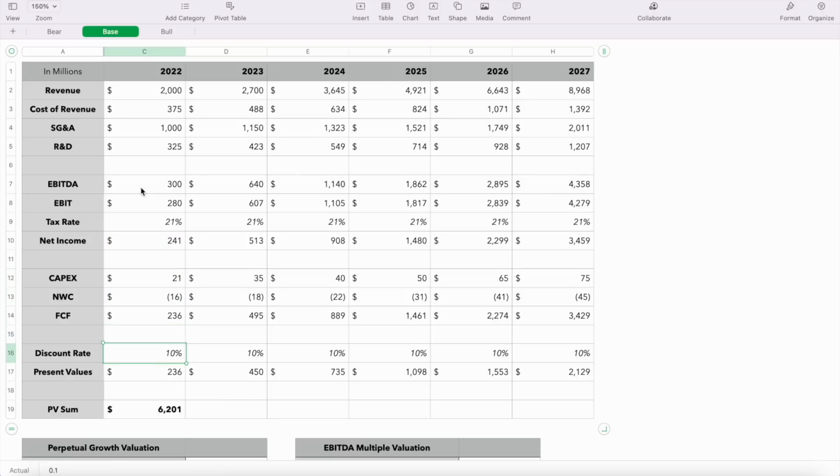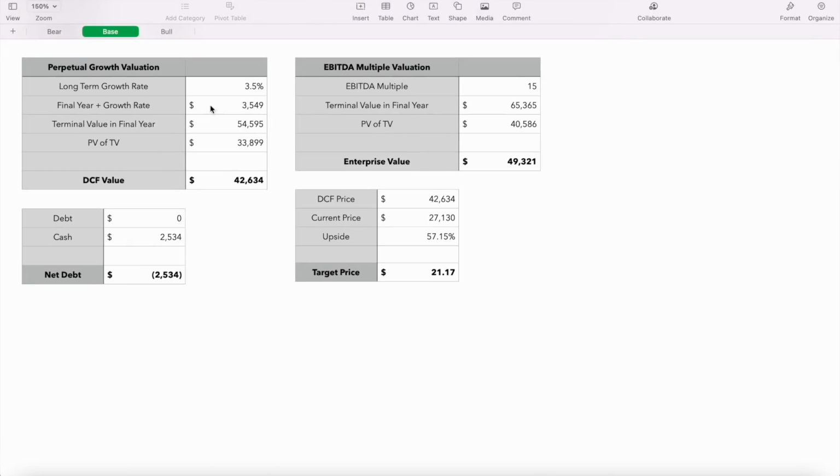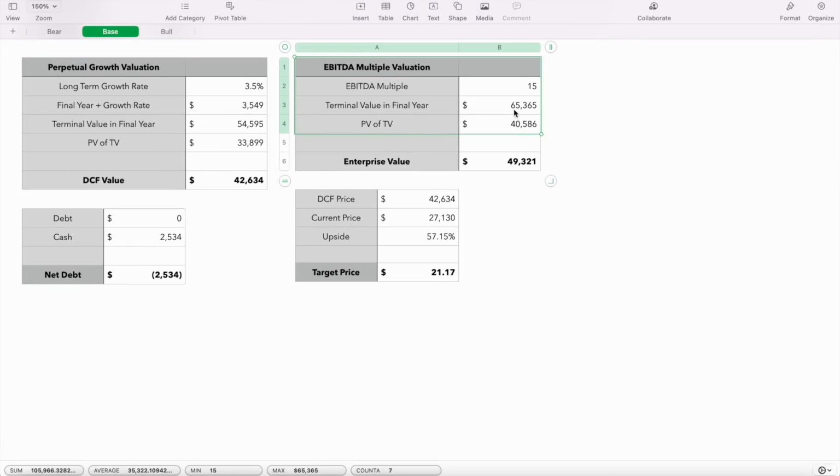We're keeping a 10% discount rate. Here are the present values, which sum into this right here. And here we go. Here is the result of my base case. And I'll just touch on the EBITDA. Again, I didn't do anything with this, but if you're interested in what a 15 times EBITDA multiple looks like, it would be almost $50 billion of enterprise value.